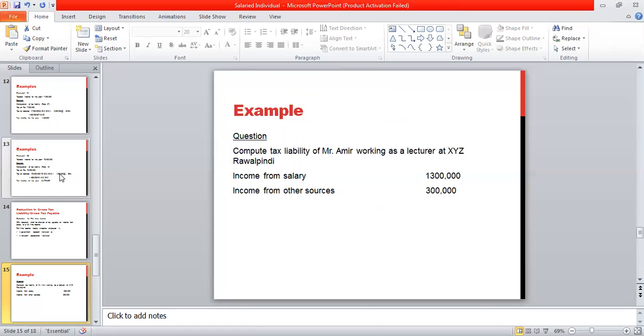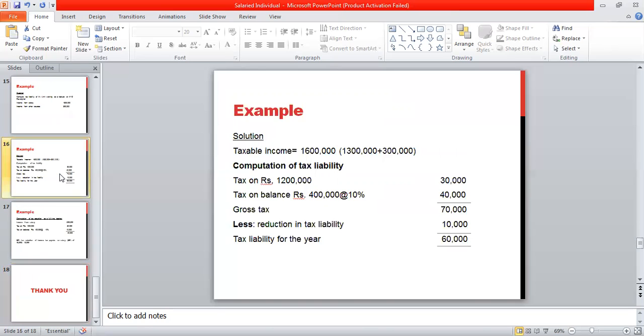So the question is, compute tax liability of Mr. Amir working as a lecturer at XYZ Rawalpindi. Here the total taxable income is divided in two categories: income from salary, which is 13 lakh, and income from other sources is 3 lakh. Total taxable income is 16 lakh, which is the sum of income from salary and income from other sources, 13 lakh plus 3 lakh.